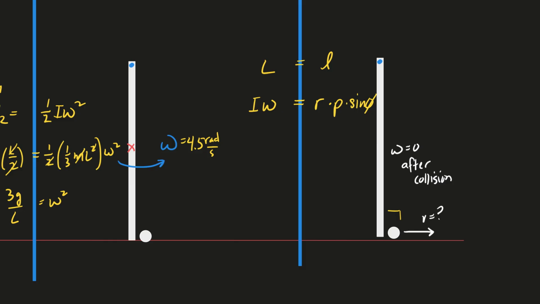So we can sub in here our 1/3 ml squared omega, and that has to equal, well, L in this case, where L is the length of the bar, not the angular momentum, times mv. And in this case, these two m's aren't the same. The mass of the ball is different than the mass of the bar, times sine of 90.